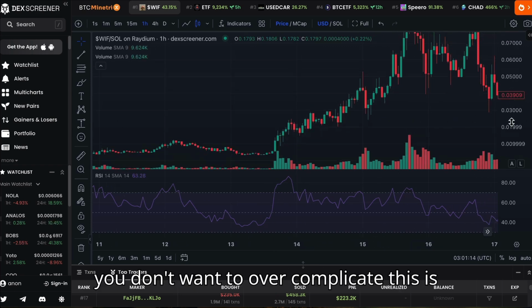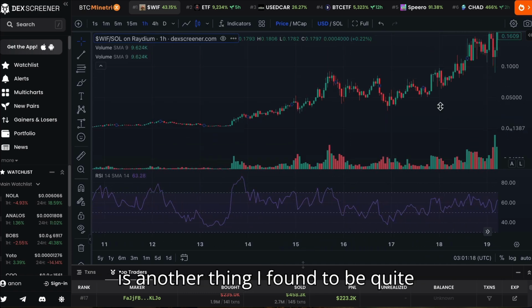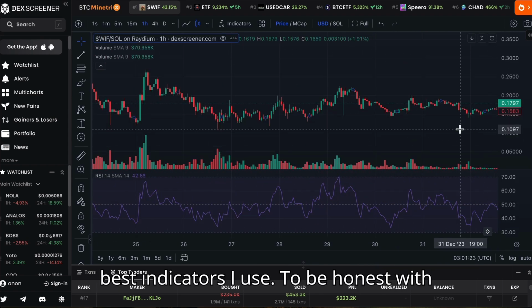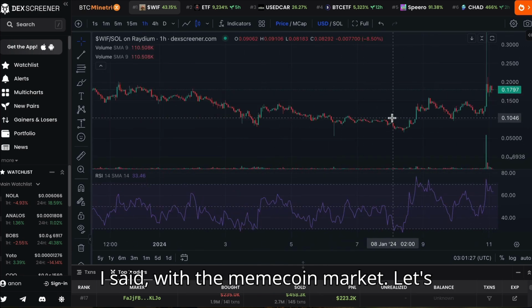Again, you don't want to overcomplicate this. This is meme coins we're talking about, but this is another thing I found to be quite helpful. So those are two of probably the best indicators I use. To be honest with you, there aren't a lot you can use, like I said, with the meme coin market.